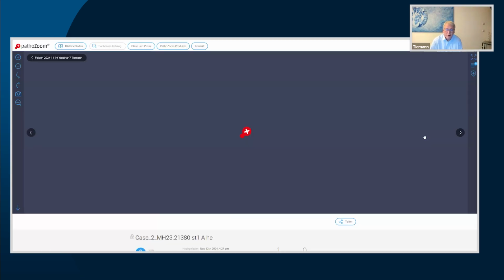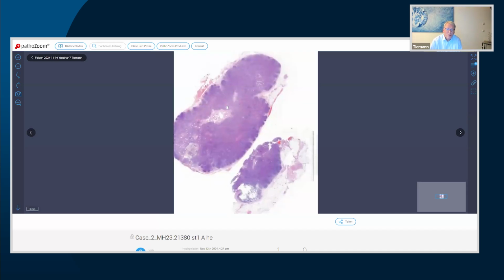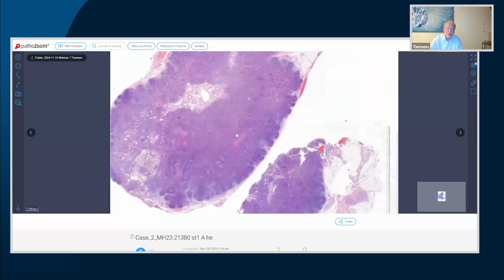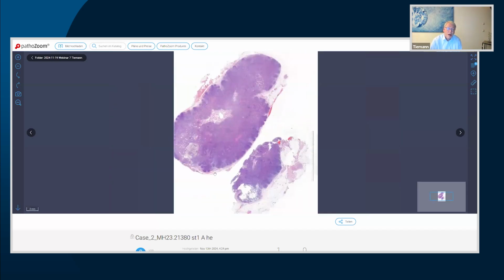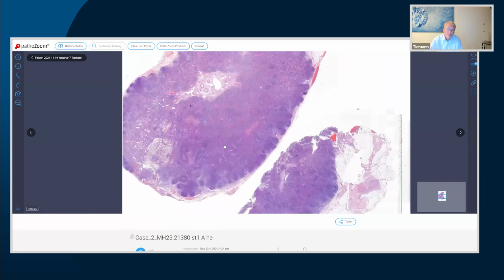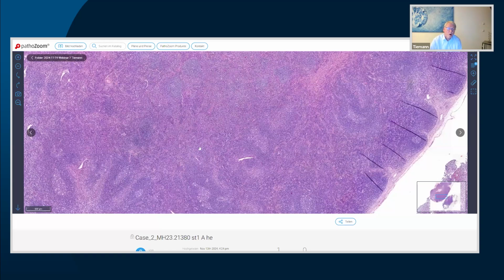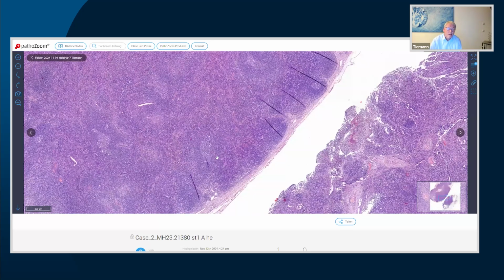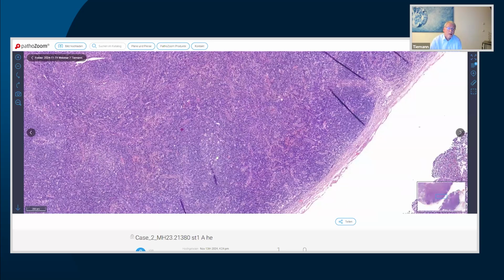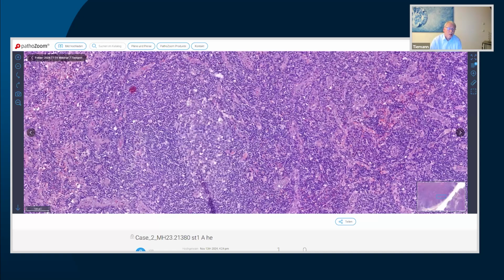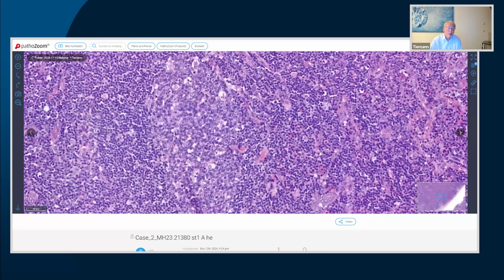Here, H&E first, of course, you're familiar with. You see this enlarged lymph node. Architecture seems to be preserved. Small follicles here, a little bit too small for the size of a lymph node. And follicle mantles widened. Number of blasts seems to be normal here.